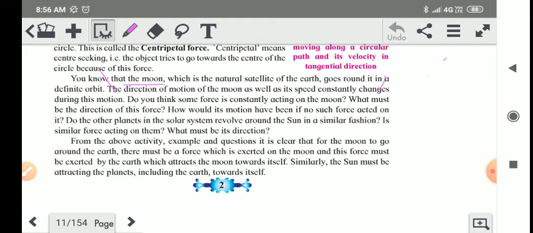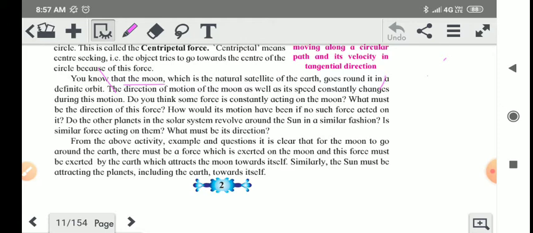From the above activity, example and questions, it is clear that for the moon to go around the earth, there must be a force exerted on the moon, and this force must be exerted by the earth, which attracts the moon towards itself. Similarly, the sun must be attracting the planets including the earth towards itself.